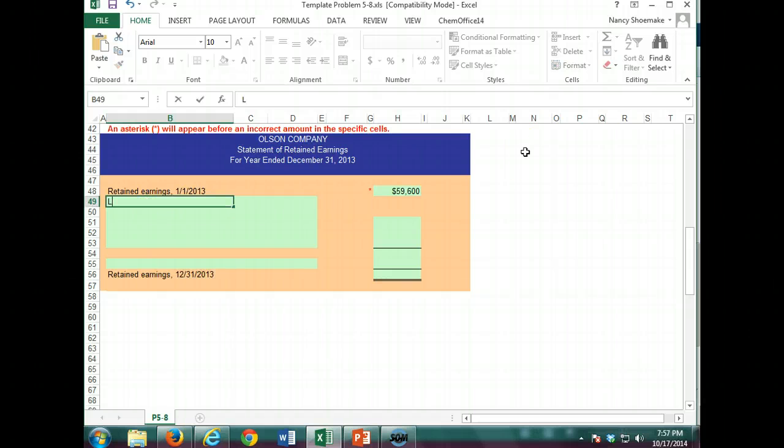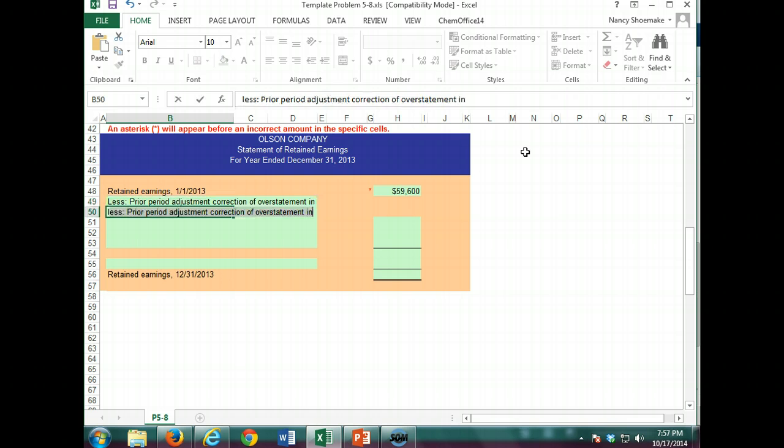We'll say less the prior period adjustment, correction of the overstatement in last year's income, net $1,650 income tax credit. So if they overstated the net income, that means our retained earnings is higher than it should be. Does that make sense? So we really need to subtract $38.50.